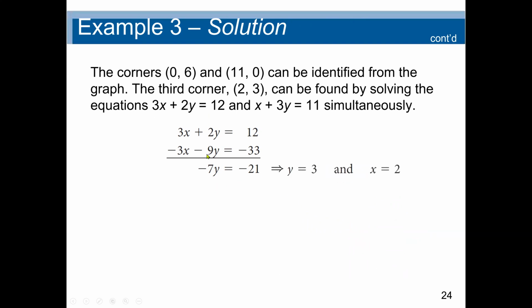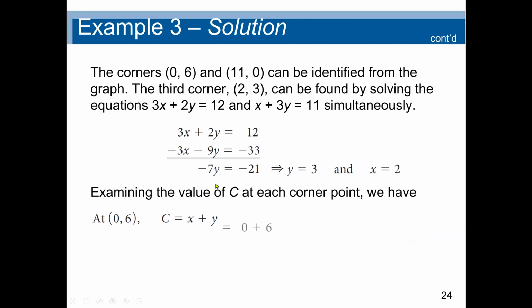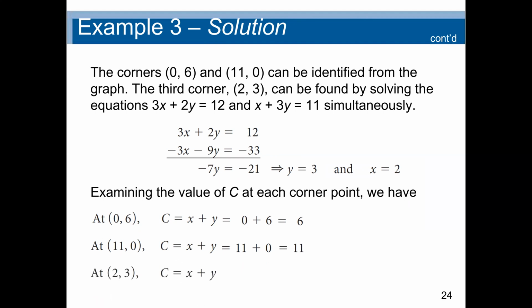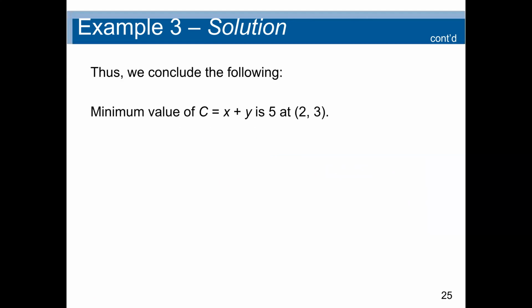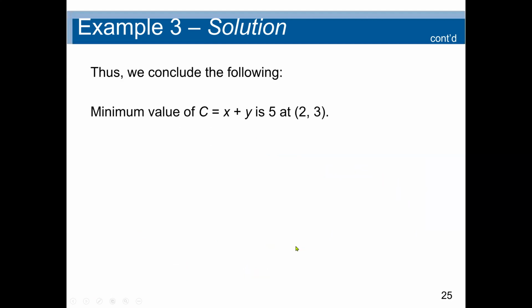So these are the 2 equations we're trying to solve. It uses a system of linear equations. So we get our first point, 6. And the next point will give us 11. And the last point will give us 5, 2 plus 3, 5. So our conclusion, we said that the minimum value, of course, will be 5. Looking at here, 5 is the minimum and the maximum value is 11.